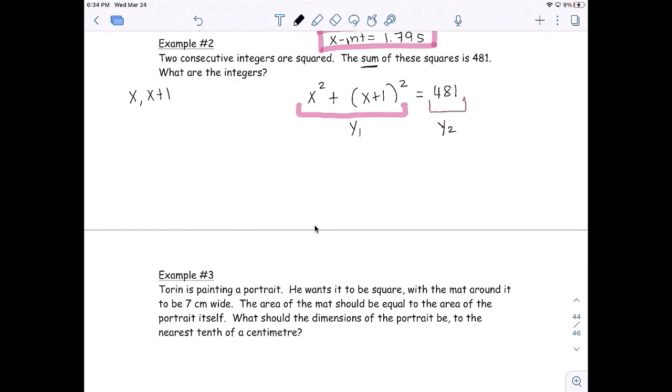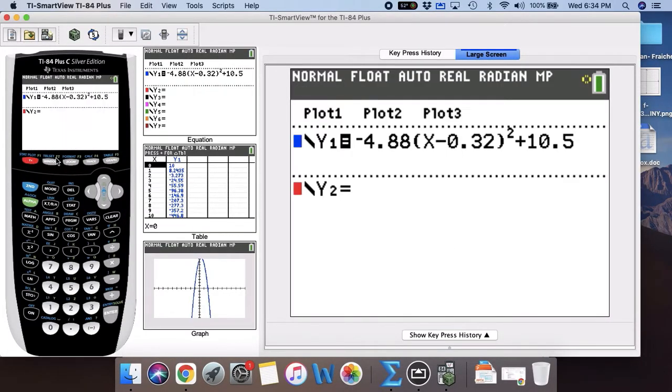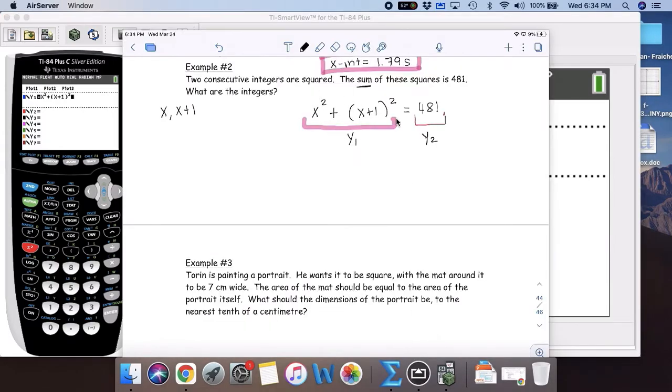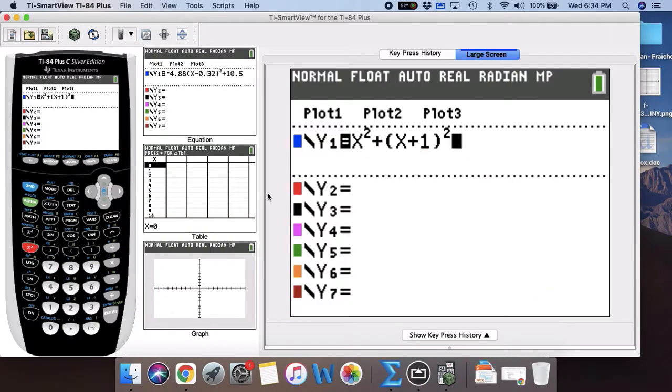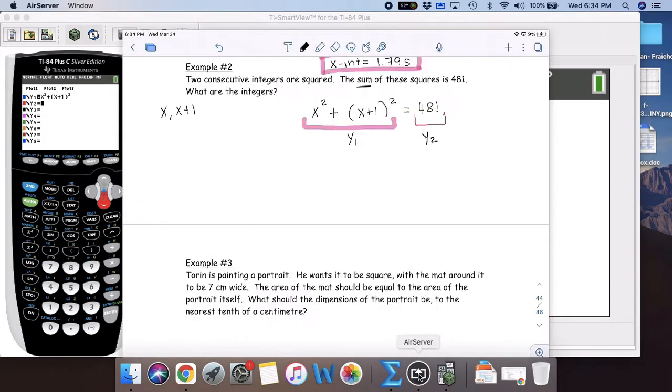And what's cool about this is we're going to have two equations, two colors that appear, and we have to find where they intersect. So step one is we're going to put that x squared, the left side of the equation, into y1. So this is y1 equals x squared plus, in brackets, x plus 1 squared. And then our y2 right underneath it, in the next row, we're going to put 481.